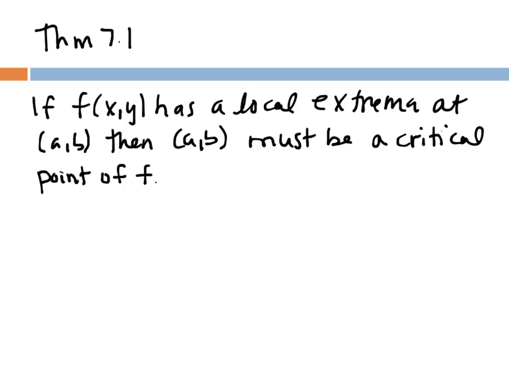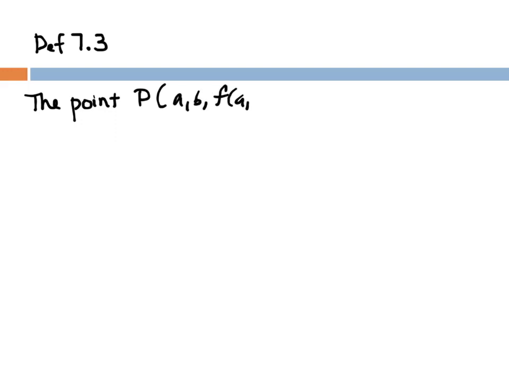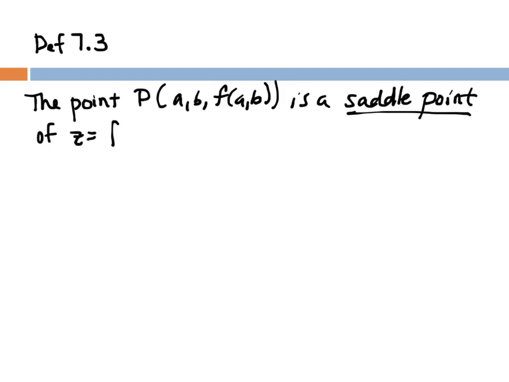Now, there's one other thing that could happen at one of these particular critical points that has a name anyway. And this is going to be definition 7.3. You've heard me talk about this before. In fact, I've shown you a diagram of this before too. So the point P of (a, b, f of (a, b)), the ordered triple in other words, is a saddle point. Do you remember me using that word before? Saddle point? I talked about something looking like a saddle, so your image in your mind should be like a horse saddle. So this is a saddle point of z equals f of x, y.